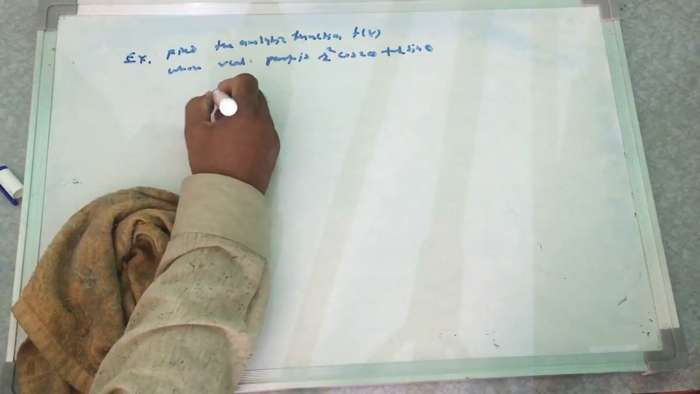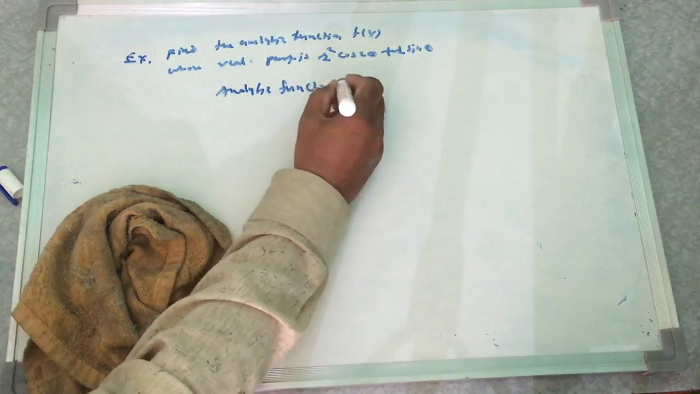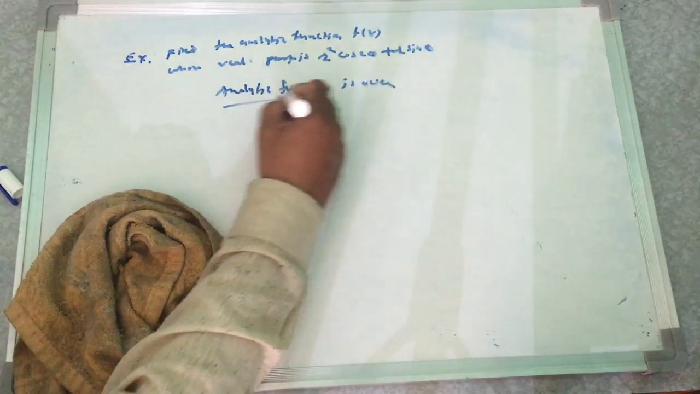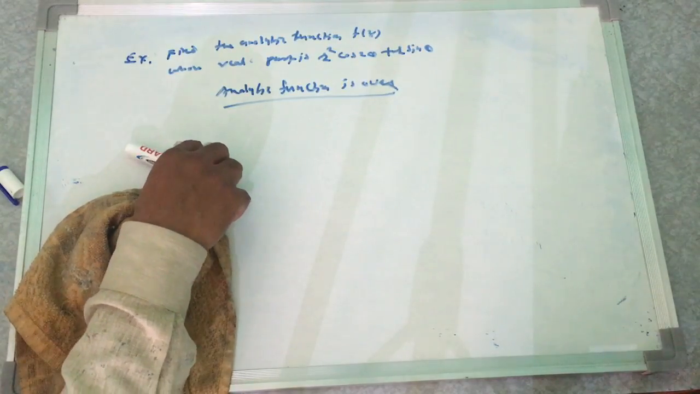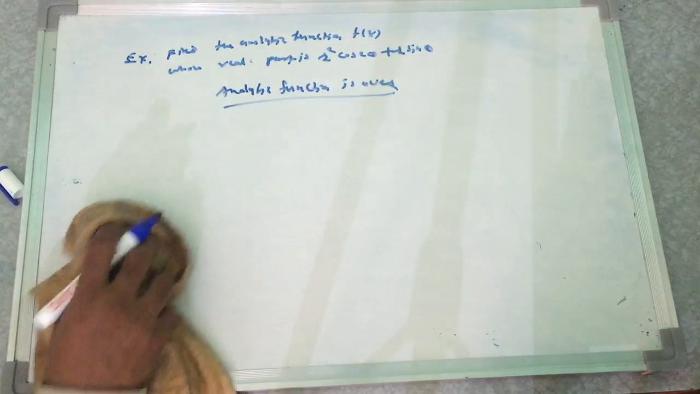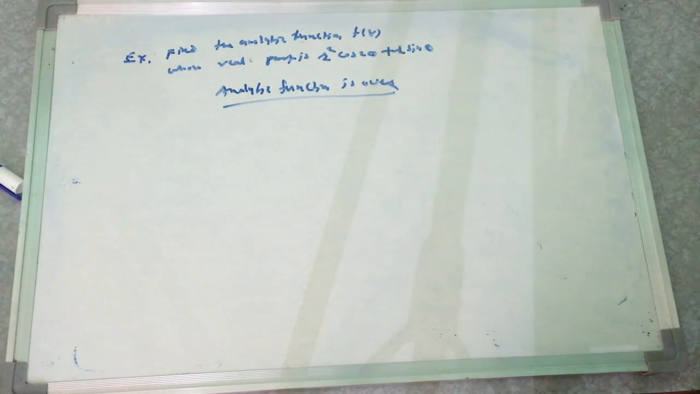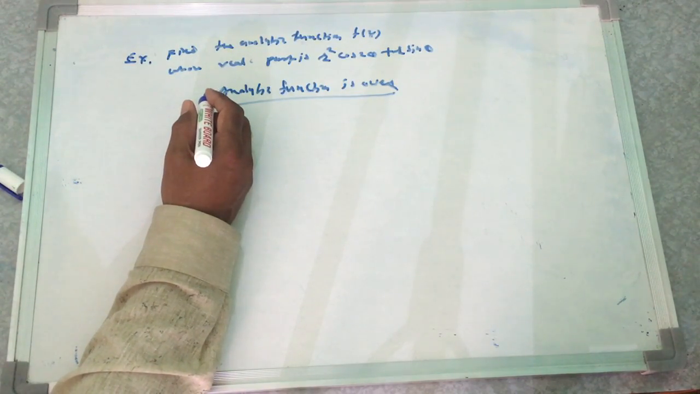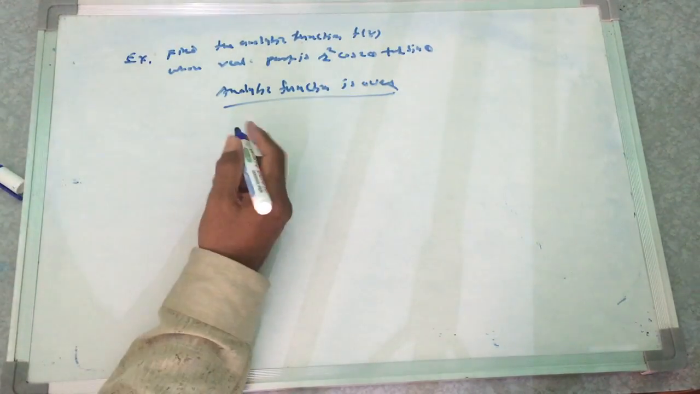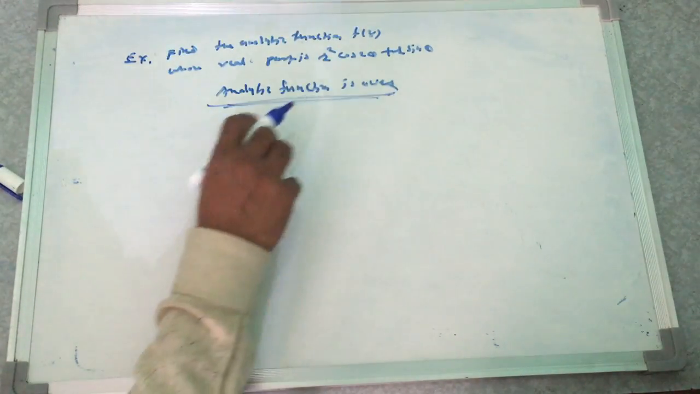So analytic function is over. Here we have found the real part and imaginary part. U is a real part, v is an imaginary part. Hence analytic function is over.